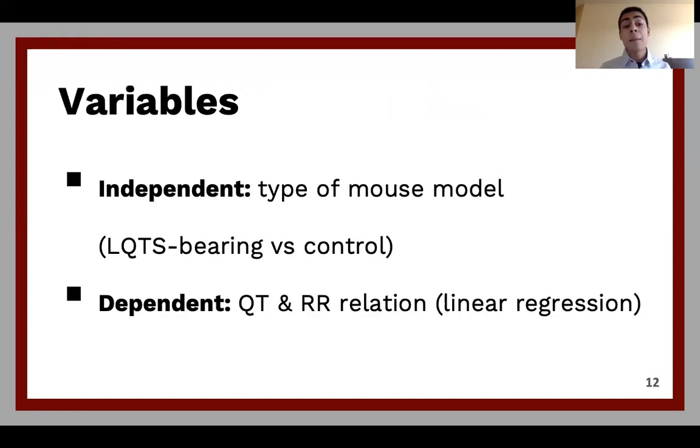So my independent variable is what I'm changing in this experiment, and that's going to be the type of mouse model. So I had a group of 6 long QT syndrome bearing mice versus a group of 6 control mice. So 12 total mice. And of course, my dependent variable, what I'm measuring, is going to be that QT and RR relation via a linear regression or a slope analysis, which I'll discuss a little bit later.